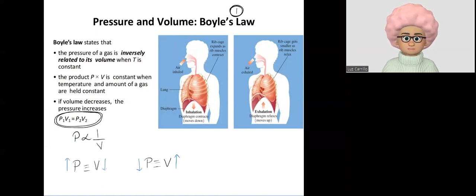P1 times V1 equals P2 times V2. What this means is that the symbols defined by the number 1 are going to be initial conditions, and the symbols given by the number 2s are going to be final conditions. One of the interesting things is that Boyle's law actually explains something that we must do in everyday life in order for us to live, and that is breathing.